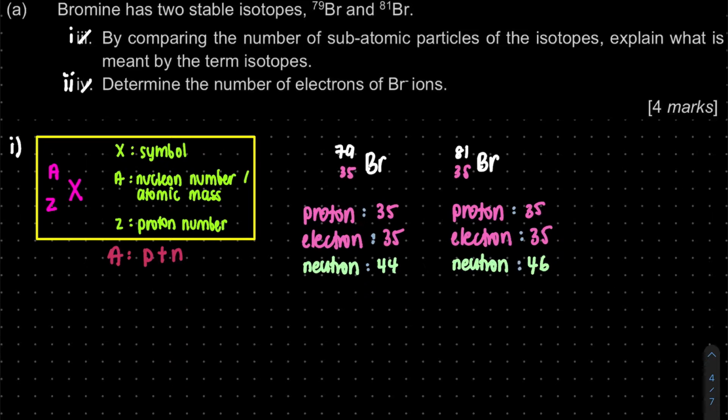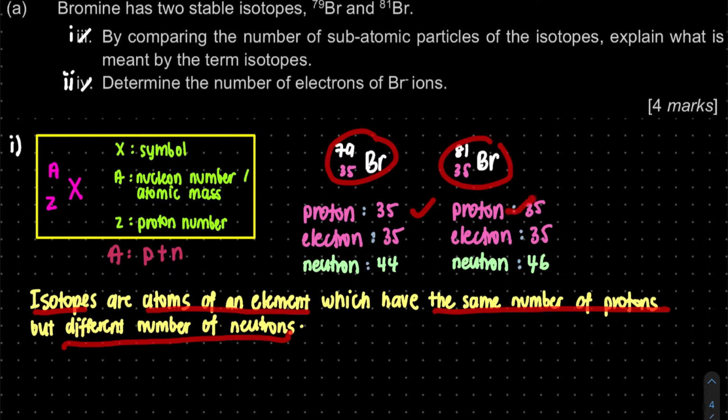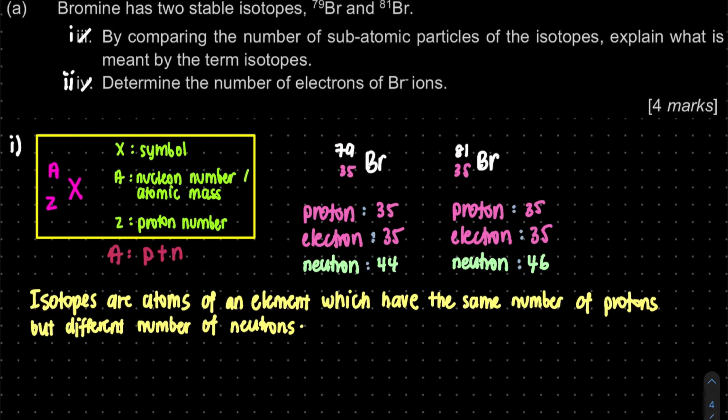So that is the definition of isotope. How are we going to write down the definition of isotope? Isotopes are atoms of an element which have the same number of proton but different number of neutrons. As we can see from the example of 79 bromine and 81 bromine, the number of proton is the same, however the number of neutrons is different. So that is for question number 1.